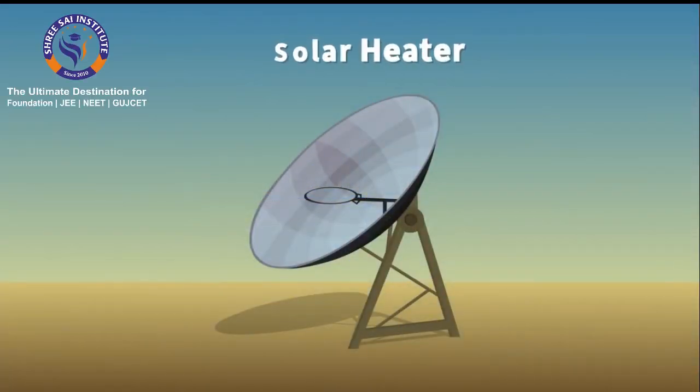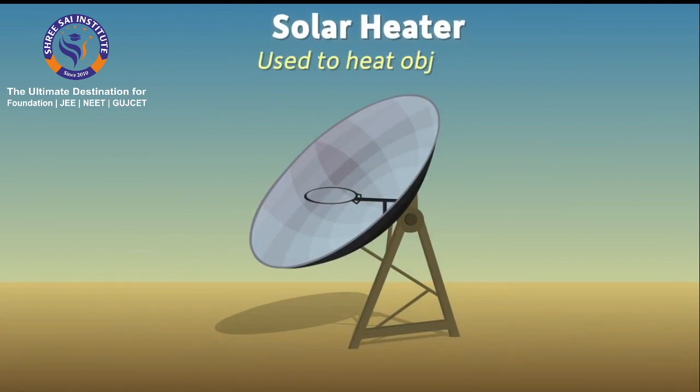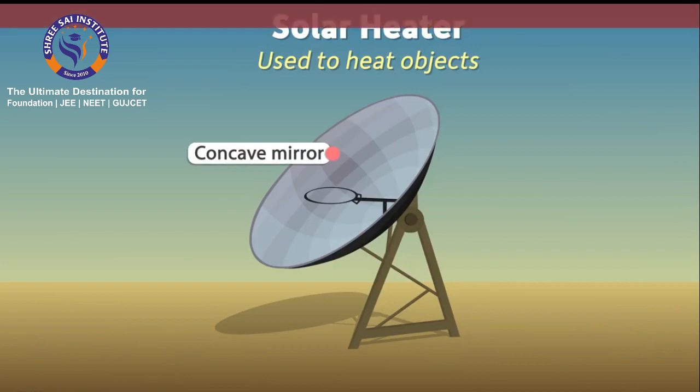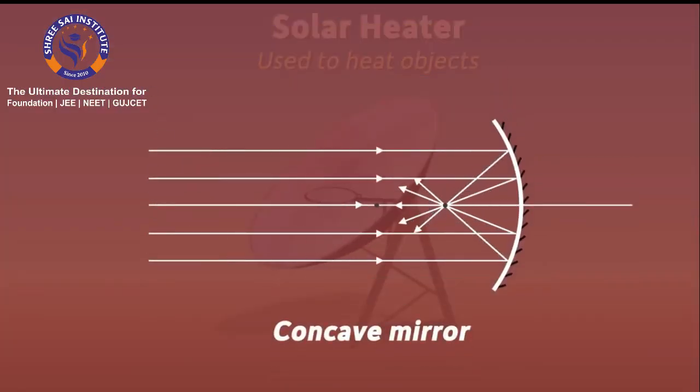Have you seen solar heaters? Solar heaters are the devices that use the energy from the sun to heat something. It is the most common device which uses a concave mirror for its function. We already know that the rays of light coming from the object kept at infinity converge after reflecting from the surface of a concave mirror.